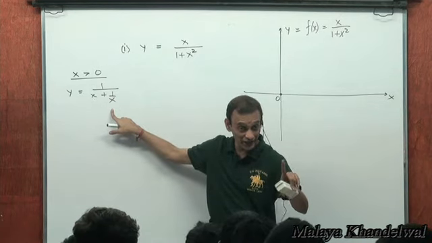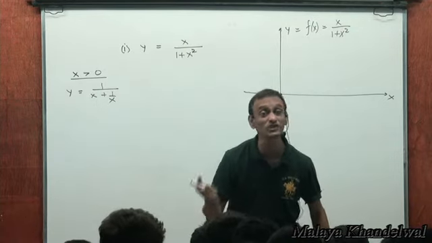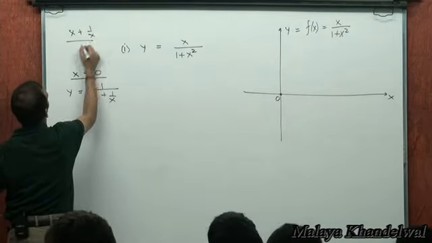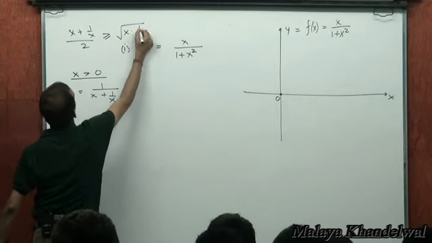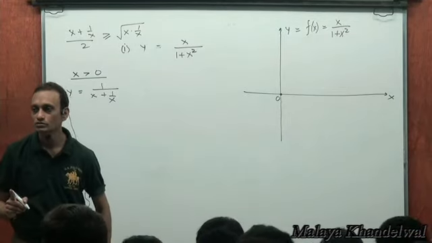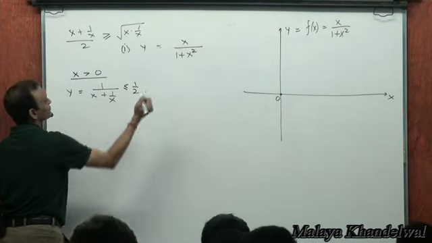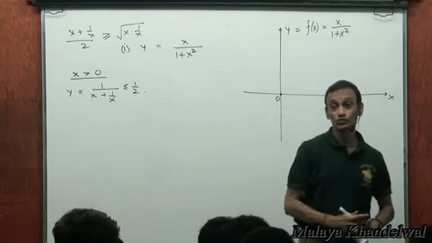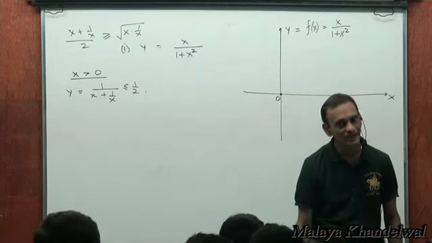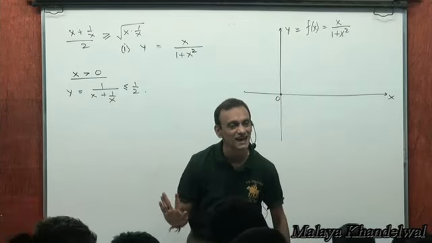It will always be greater than or equal to 2. A positive number and its reciprocal will always be greater than or equal to 2. Yes or no? Arithmetic mean greater than or equal to the geometric mean for x greater than 0. Therefore, x plus 1 by x will always be greater than or equal to 2. Therefore, y will always be less than or equal to half, because the denominator is always greater than or equal to 2. That means for x greater than 0, y never exceeds half.